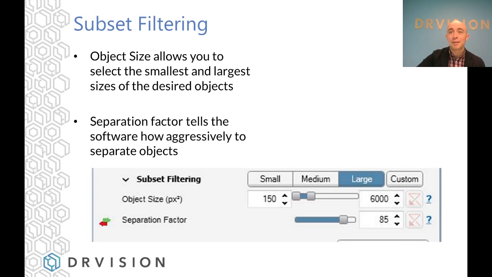We also have a subset filtering preset. This lets us choose between what object sizes we'd like to keep once we've actually segmented the image. There are two parameters here. The object size, which is a scale from the minimum size of the object you'd like to keep all the way up to the largest object. And a separation factor that allows the user to determine how aggressively the software will separate objects.